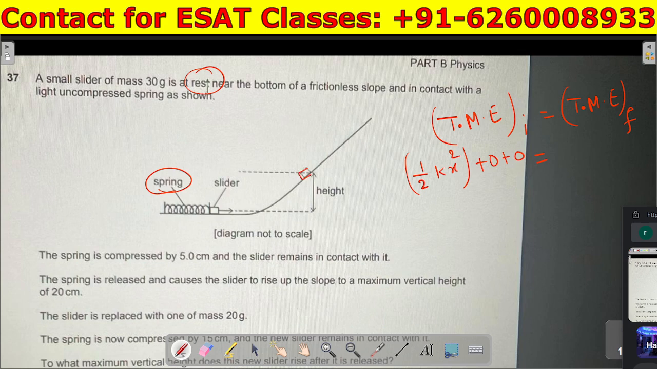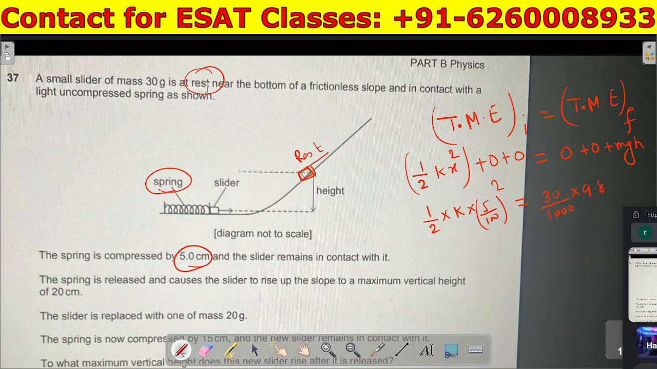But at the end point, finally, what will happen? No spring potential energy, that is 0. No kinetic energy because here again it will come to rest. So only the gravitational potential energy will be mgh. So we have half k x square, initially my x was 5 centimeter, so I should write 5 upon 100 in proper unit, meter, whole square, equal to m, which is 30, so we should write 30 upon 1000 kg.